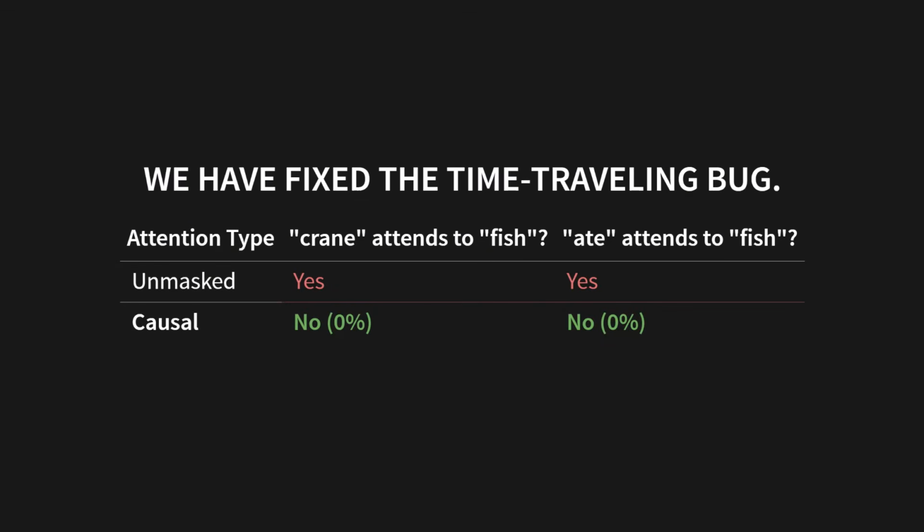Let's look at this table. For the unmasked attention, could "crane" attend to "fish"? Yes. Could "ate" attend to "fish"? Yes. But now with causal attention, the answer to both is no, 0%. Problem solved.